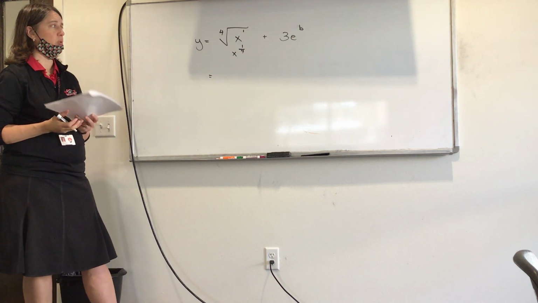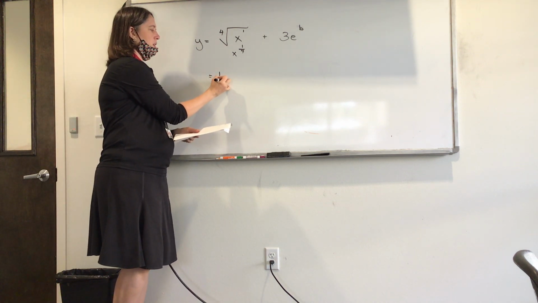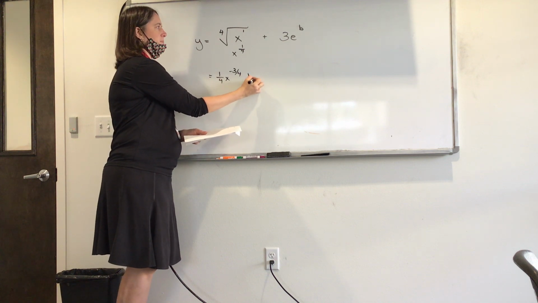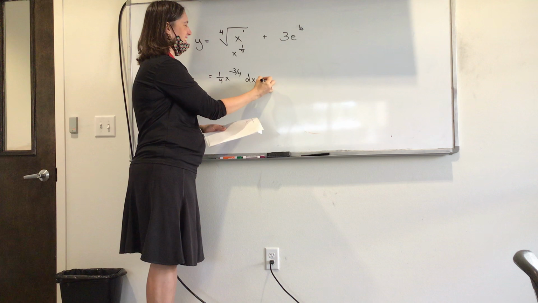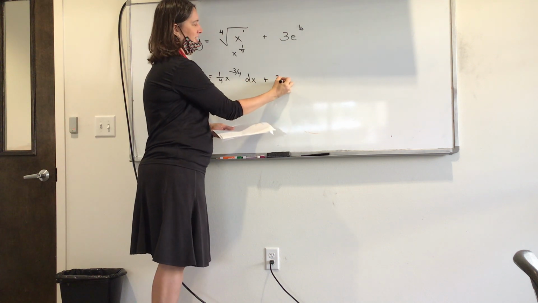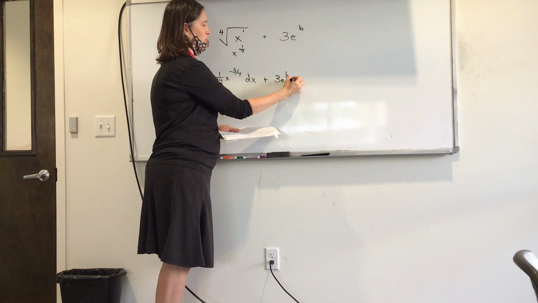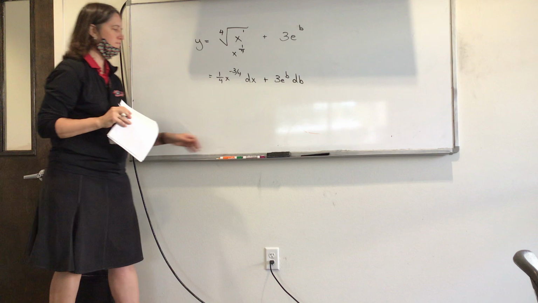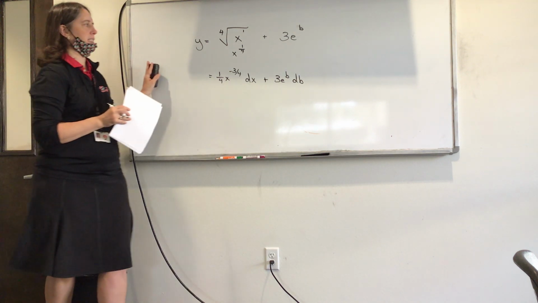Give me the differential for x to the 1/4. 1/4 x to the -3/4 dx. Very good. Plus... Oh, you're going to do the whole thing? Sorry, go ahead. You're fine. Plus 3e to the b db. Very good. So the derivative and the differential for e to something was the same. Our variable there is b, so db. All right, very good on your differentials for sums and differences.